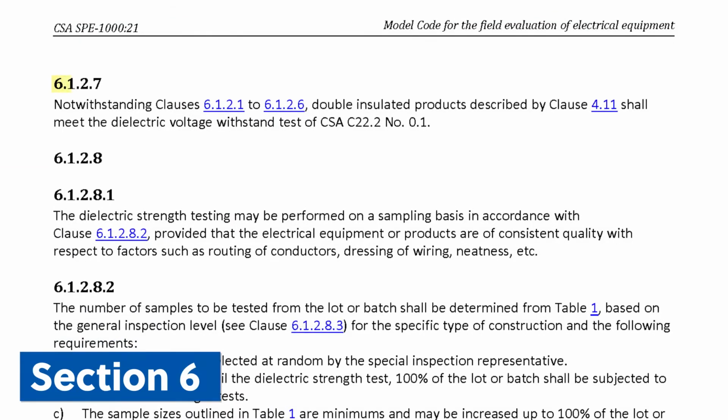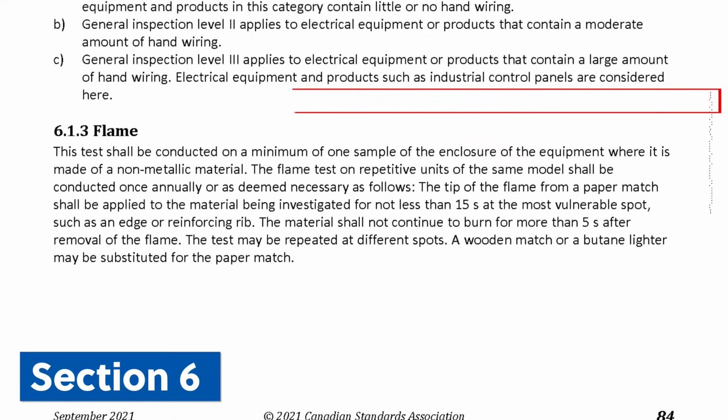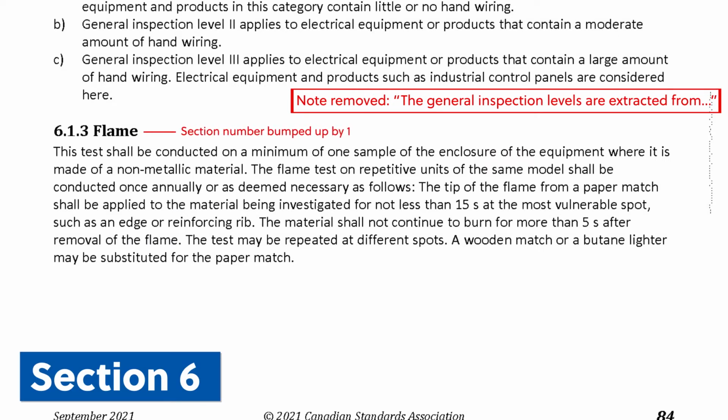There's a new paragraph here which basically describes requirements for double insulated products. These section numbers are bumped. There's a note that was removed here, and this section number was bumped for the flame test, and there's some added text here that would further clarify the flame test requirements.